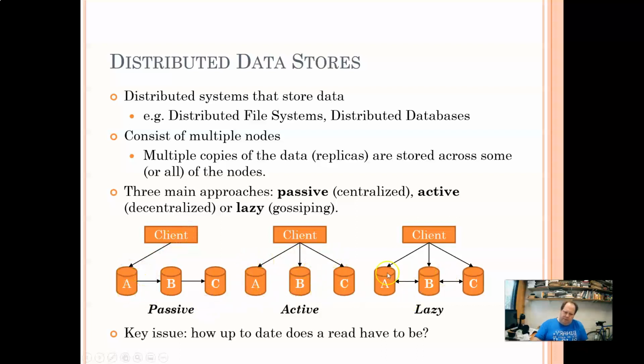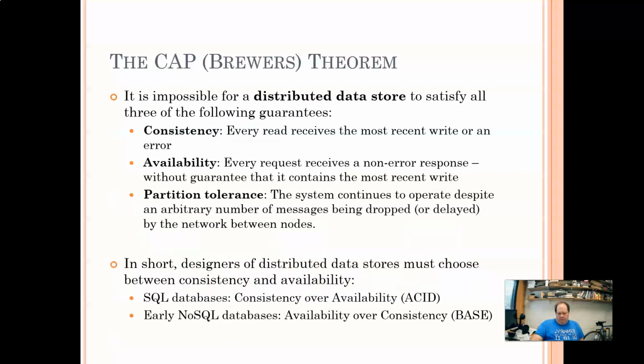In this model here, the active and the lazy models, there is a possibility that one of the nodes will return an out-of-date bit of data. If one of the writes failed, then one of the nodes might return an out-of-date response, which would then cause the consistency guarantee to fail, but would satisfy the availability. So some of these models are more oriented towards consistency-based systems, and other models are more oriented towards availability-type systems.